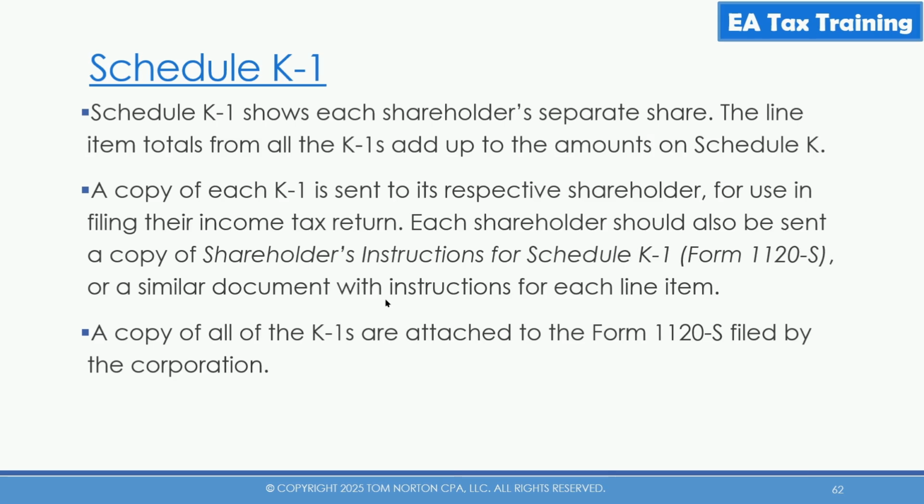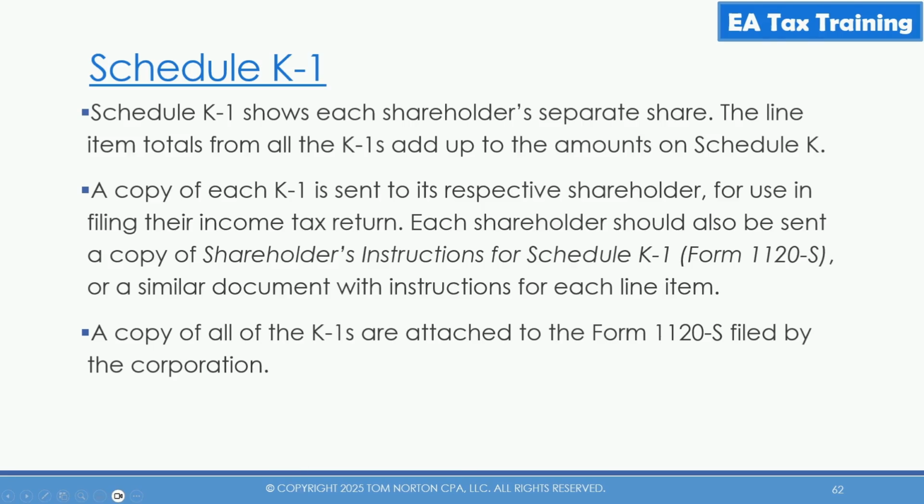So the line item totals from all of the K1s will add up to the amounts on Schedule K. And of course, a copy of the K1 is going to be sent to each respective shareholder. And you should also send them their instructions for the K1. And the K1s are all attached to the Form 1120S that is sent to the IRS. So the IRS knows what to look for on the individual shareholders' income tax returns.